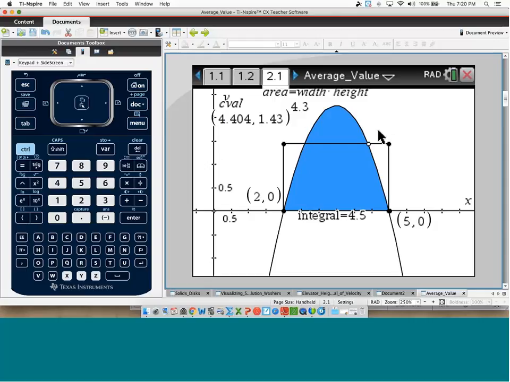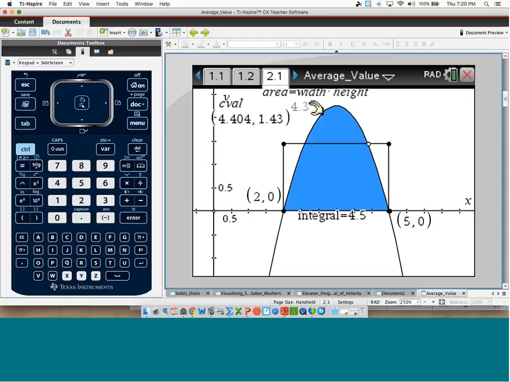And so here's my first function. It's a quadratic function. If you look down at the bottom, below the shaded area, you will see the value of the integral of that function from 2 to 5. So the value of the integral is calculated down here. Up at the top, notice it says area is width times height, and underneath it, it's 4.3.